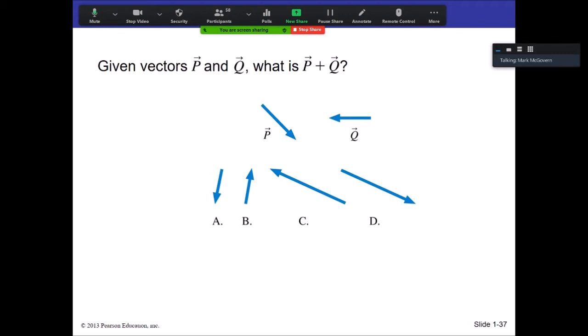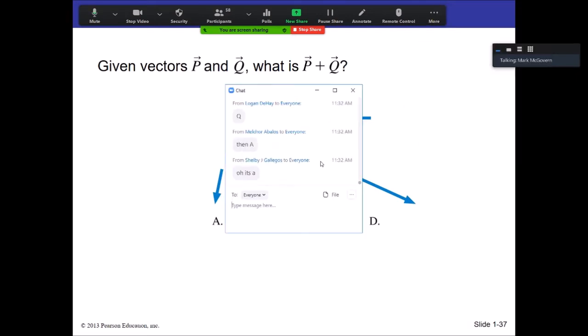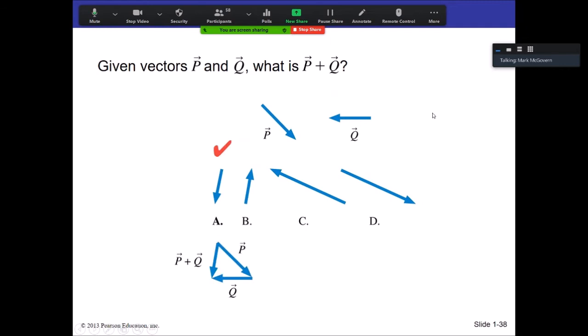Here's the rules. Before I show you the answer, you take the first vector, vector P, leave it alone. Take the second vector, Q, attach it to the front of P. And then you connect the back of P to the front of Q. That looks to me like A. Yeah, I'm thinking it's A. Look at P, look at Q. We connected them. A is the resultant vector.